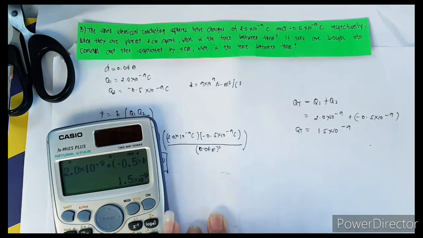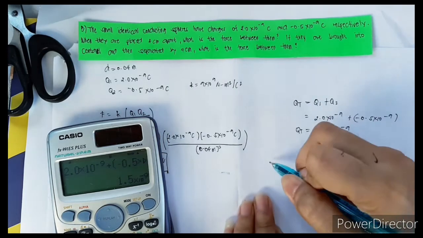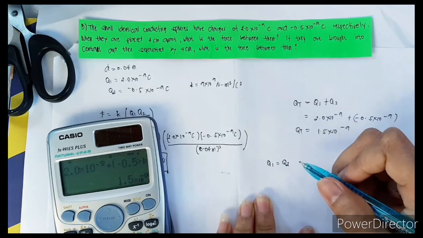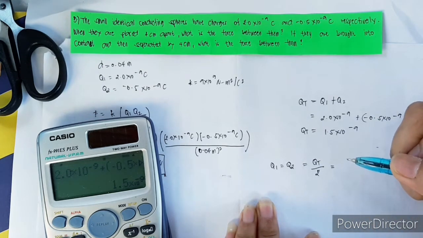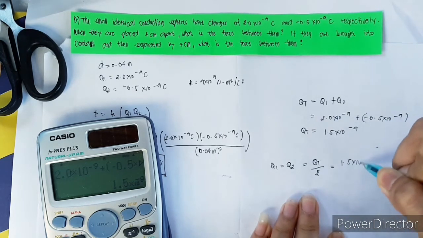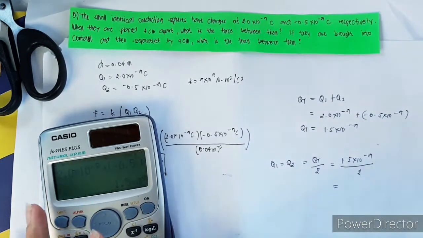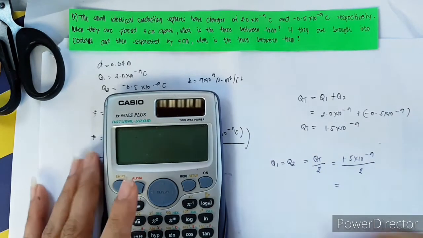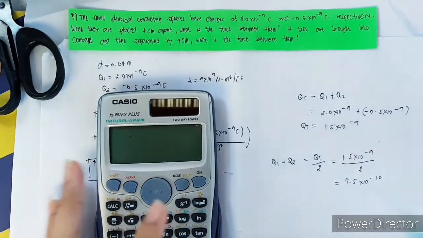If the identical spheres are brought into contact and then separated, the charges between them will be equal. So Q1 is equal to Q2, and that means we have to divide the total charge by 2. So Qt divided by 2: 1.5 times 10 raised to negative 9 divided by 2 is 7.5 times 10 raised to negative 10.